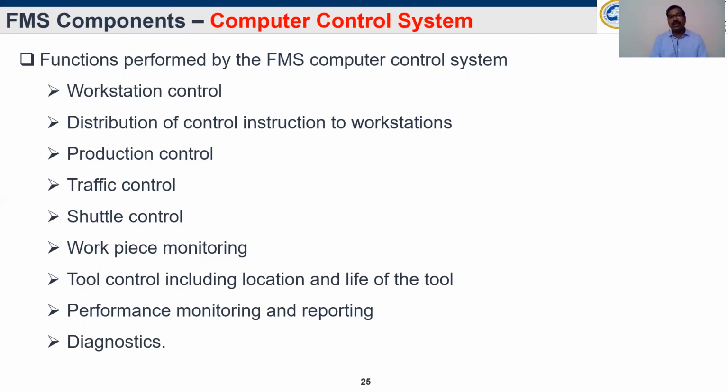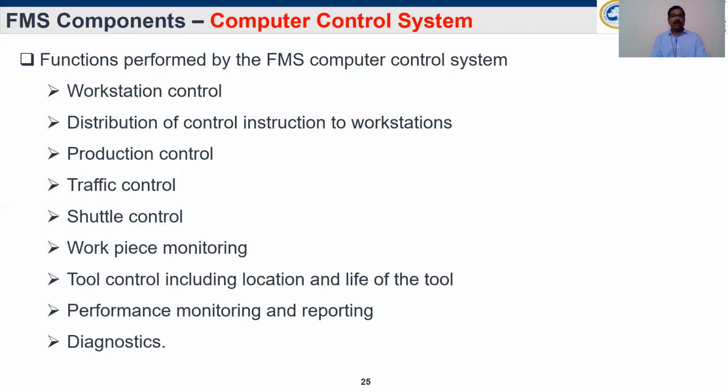The traffic control is needed. If there is no proper traffic control, all the components will get stuck in the handling, like in the conveyor or in pick and place, so we can't handle it properly. So traffic control is very, very important. Shuttle control also, when to stop and when to go, and workpiece monitoring, whether the workpiece is manufactured or machined properly.